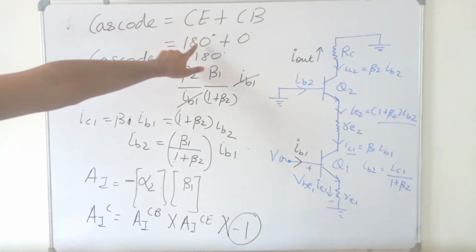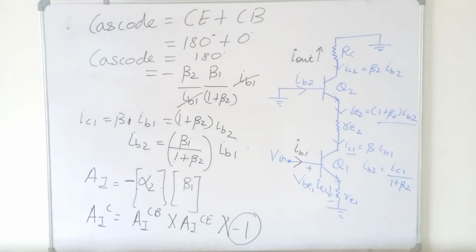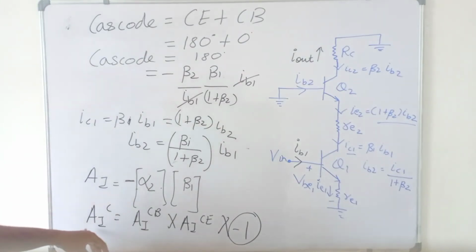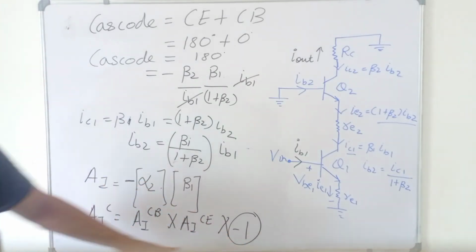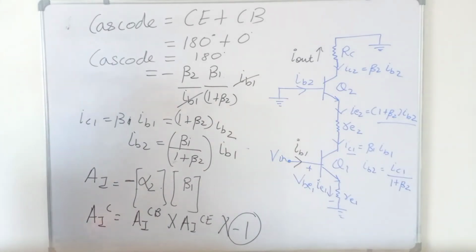So the phase shift of common emitter is 180 degrees, the phase shift of common base is 0 degrees, and both the phase shifts will be added. So the cascode amplifier has a phase shift of 180 degrees. What does this mean? A 180 degree phase shift means a negative sign. So both the current gain and the voltage gain of the cascode amplifier will be negative. The current gain, as we have already seen, is negative, multiplied by minus 1, and the voltage gain will also be negative.